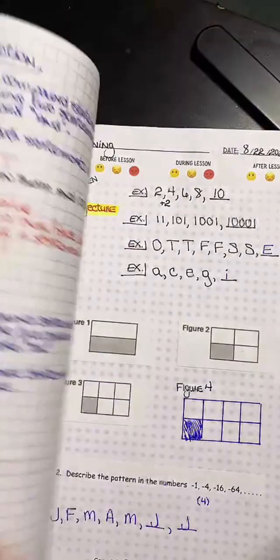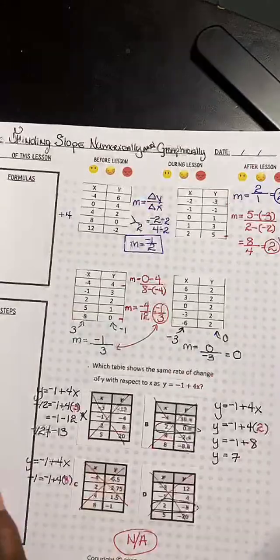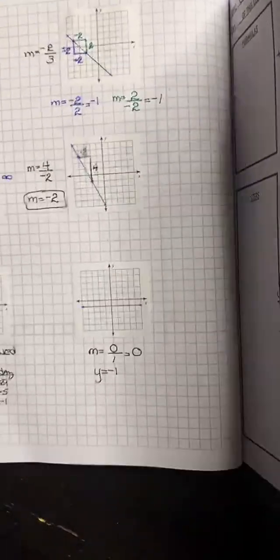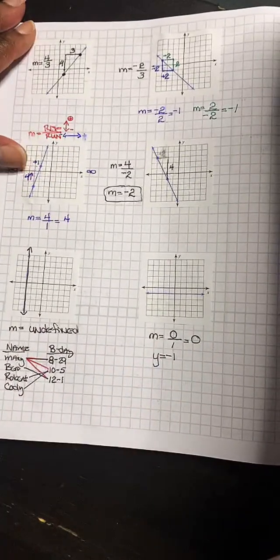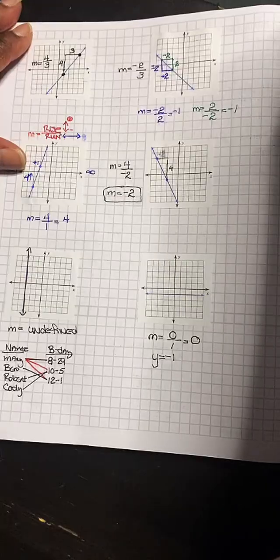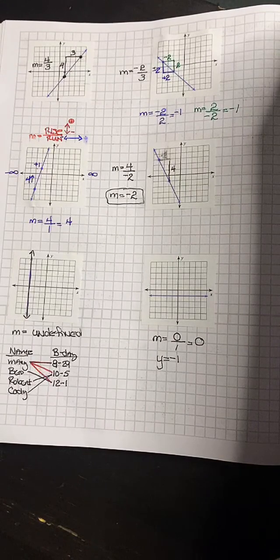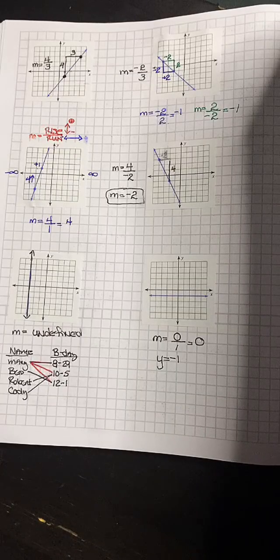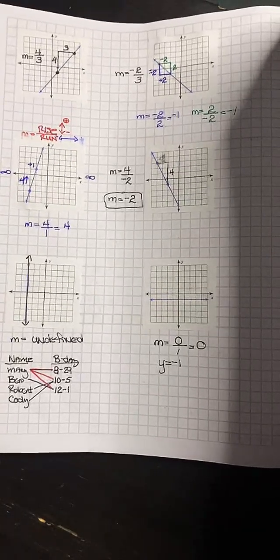Undefined. What was the other one? Oh, 0. Yep. So Roxy rocks. Okay, the one was undefined and the other one is a 0 slope. Okay, so the horizontal line is also called 0 slope. Okay, any questions? Any questions?